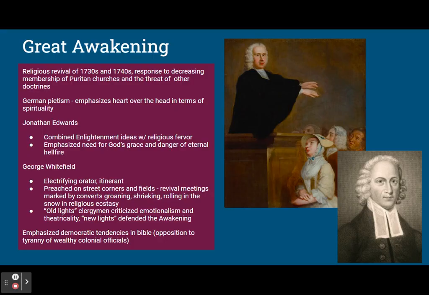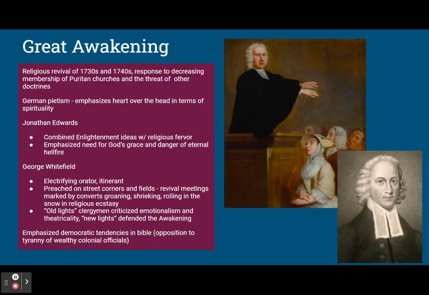Another really famous preacher of the Great Awakening was George Whitefield. Now, George Whitefield really does help to spread the Great Awakening like brush fire. He was an electrifying orator. He was just passionate and emotional. And according to one famous English actor at the time, he could make people weep with his pronunciation of the word Mesopotamia. So he really had this emotive style of sermon. He preached on street corners and in fields. He was itinerant. He moved around. He could preach to crowds of hundreds or even thousands at these revival meetings.